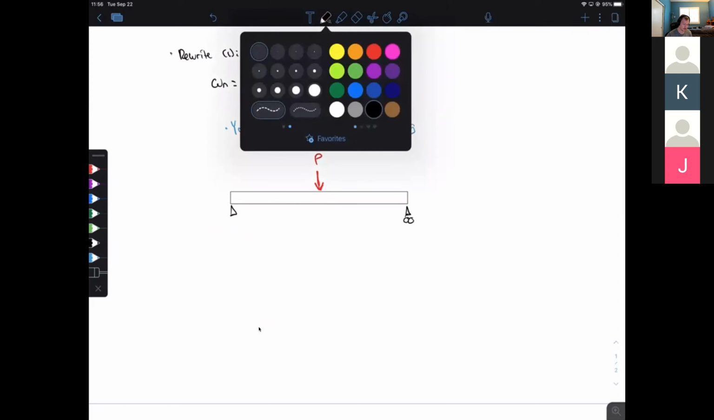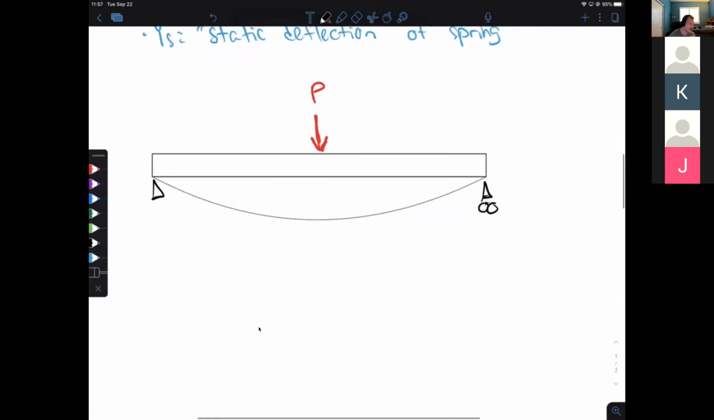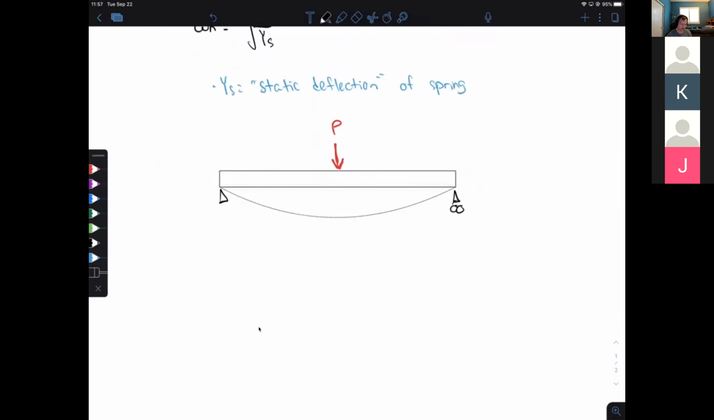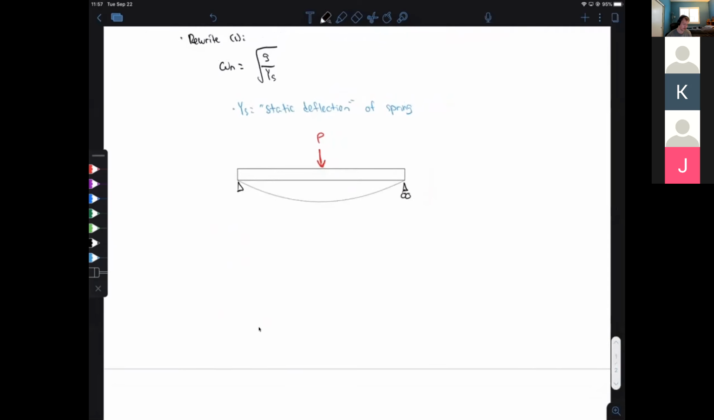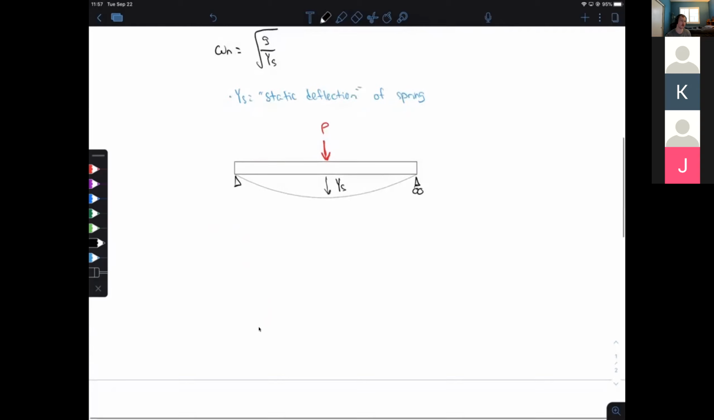All right, so look how fancy this is. Okay, maybe not too fancy. It's a dashed line. The app I use got a nice update. Okay, so that's our deflection right there. So this is y sub s. That's the maximum static deflection that we would have for some applied load P.